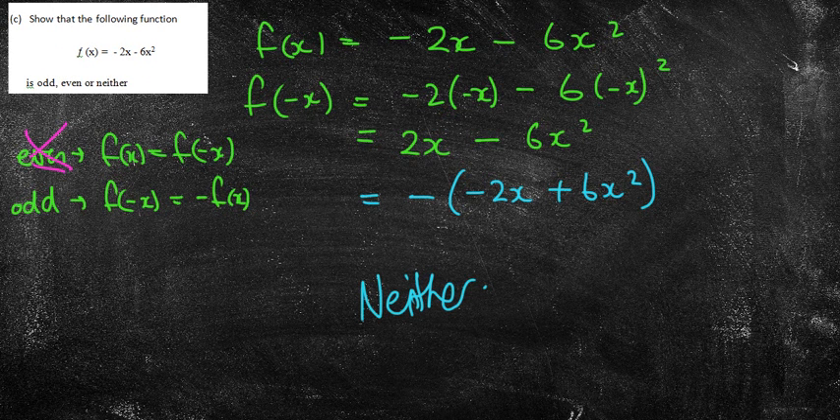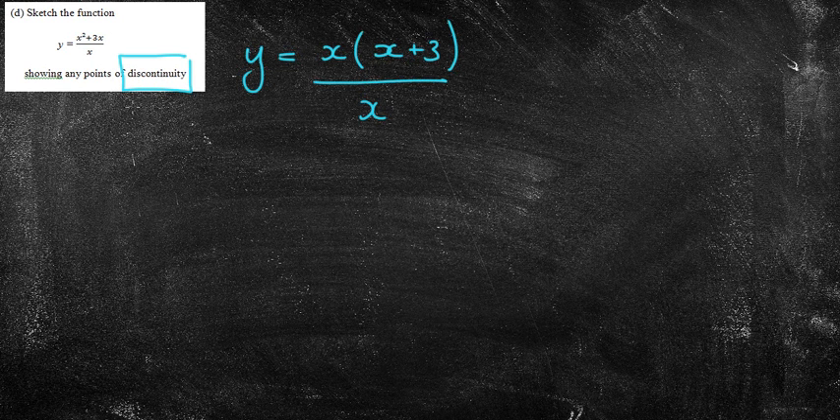Alrighty, next question and last question. We got part D, which says sketch the function. This is a really weird function. It's not just like a normal one, I guess. It looks much more challenging. So what we need to do, we're going to factorize the top part and make it x plus 3. And we're going to divide it by x, because what we're going to actually do is to find if there is a point of discontinuity.